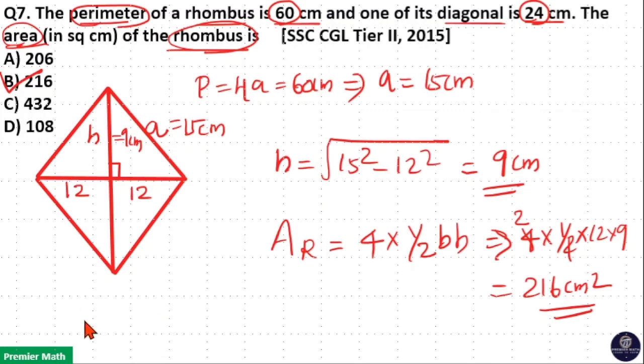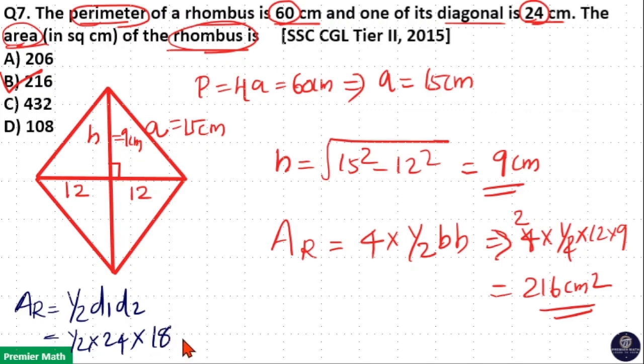Or you can use the formula that the area of a rhombus is equal to half D1 D2, where D1 and D2 are the diagonals of the rhombus. That means half into one diagonal 24 and the other diagonal 9 plus 9, which is 18. So this is also equal to 216 centimeter square. You can use either formula.